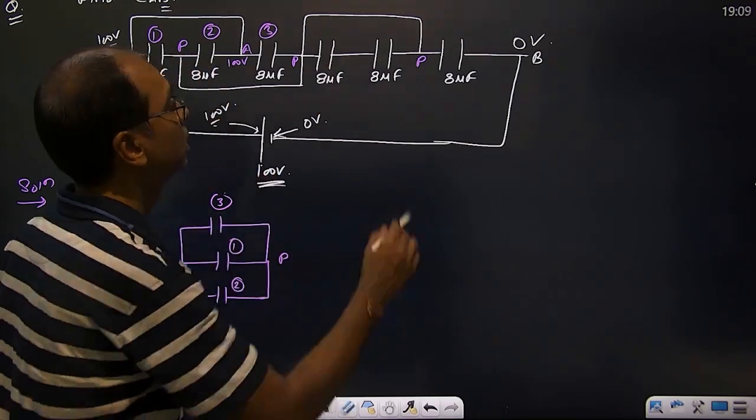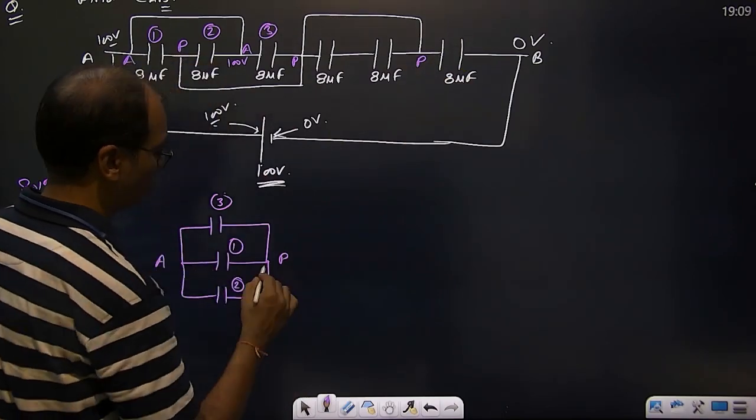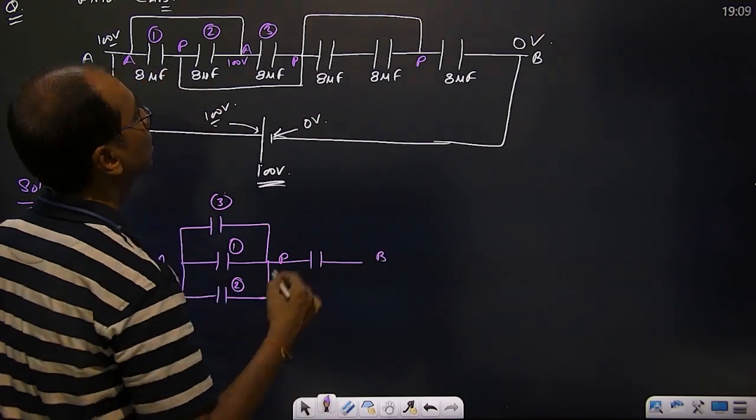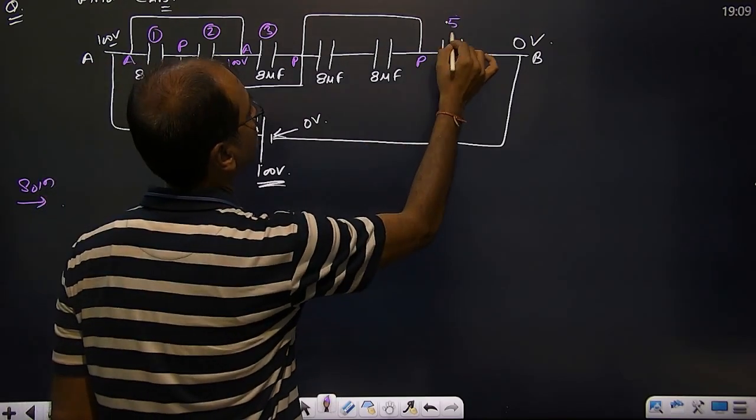Then after that, P and B, one capacitor is there. So this is your fifth one. These are useless.